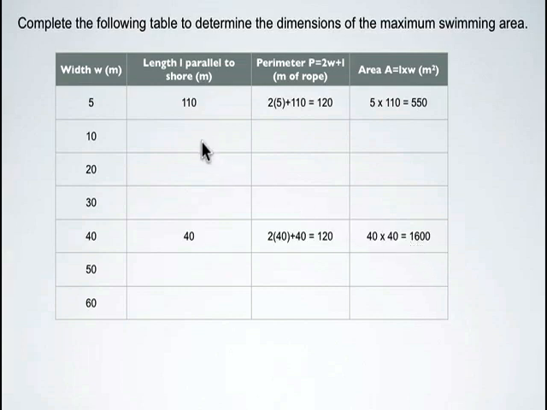So continue this table, completing the lengths. That would give a maximum value of 120 for the number of meters of rope, and then calculate the area for each of those cases.